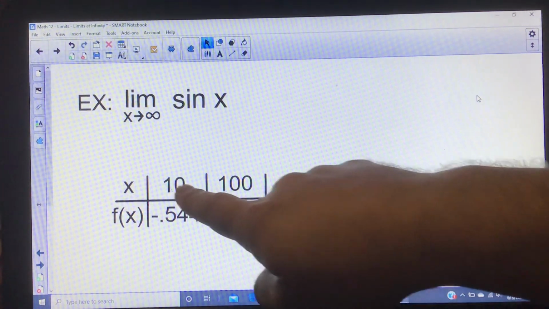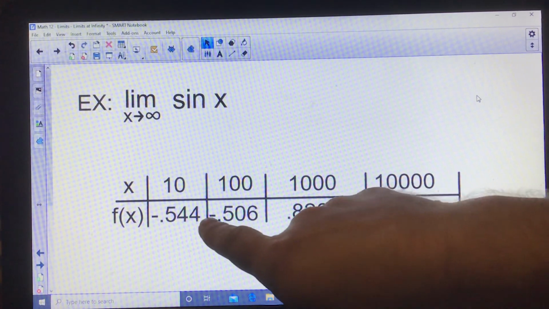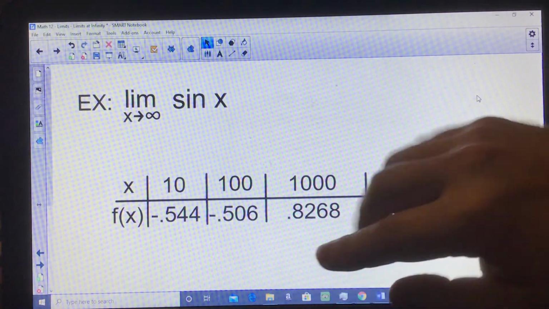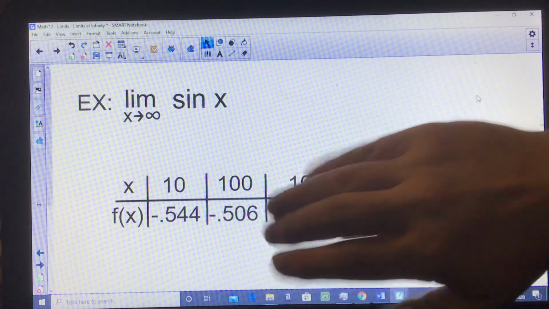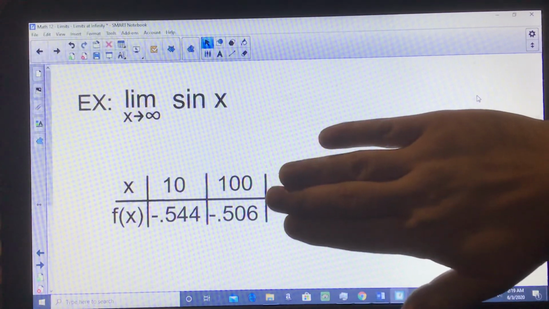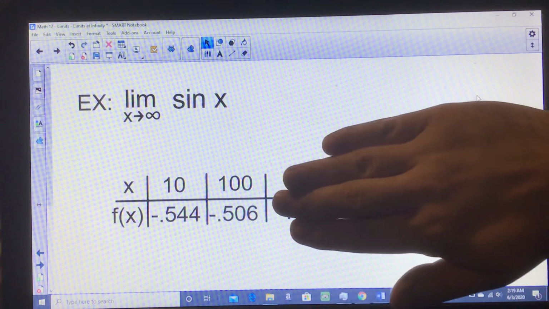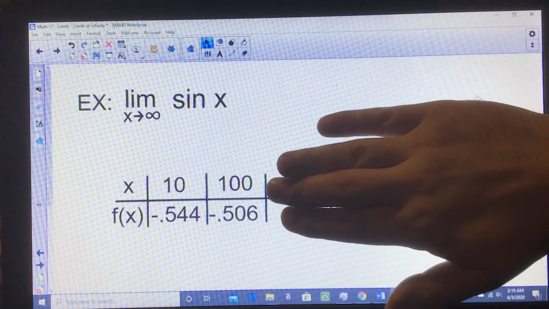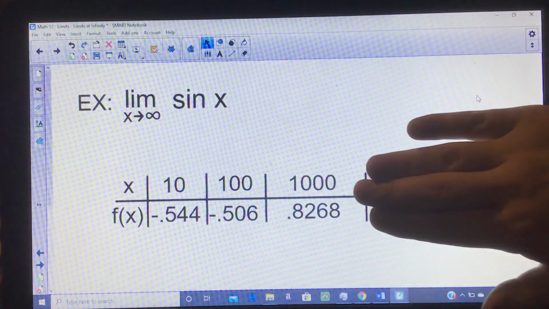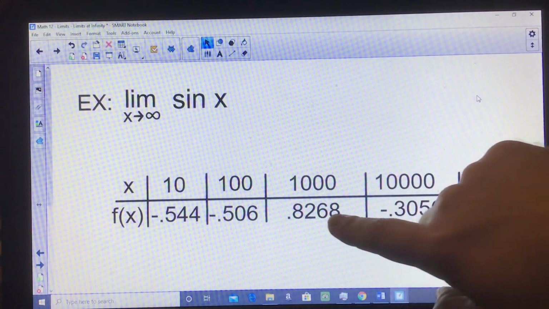In fact, if you're not careful, you go on to 100, and kind of coincidentally, it gets closer to negative a half. It goes negative 0.506. So if you just stopped there and were like, oh, well, I see negative 0.54, negative 0.50, and you don't explore it a little more, you start to think, oh, maybe it's going toward negative 0.5. This is why we do a few values to make sure the pattern continues, because then you go to 1,000, and when you plug 1,000 into this, you get 0.8268.